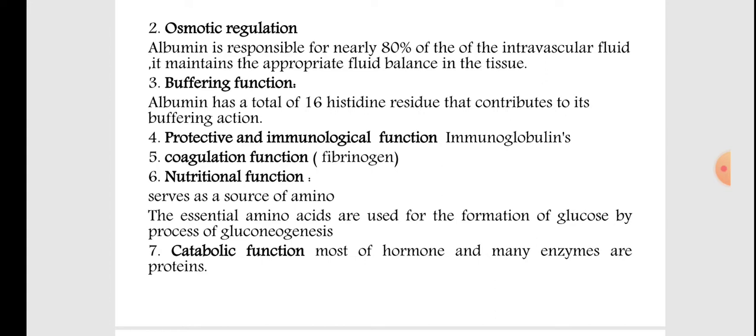Also the plasma protein has a buffering function. In the buffering function, albumin has a total of 16 histidine residues that contribute to the buffering action.